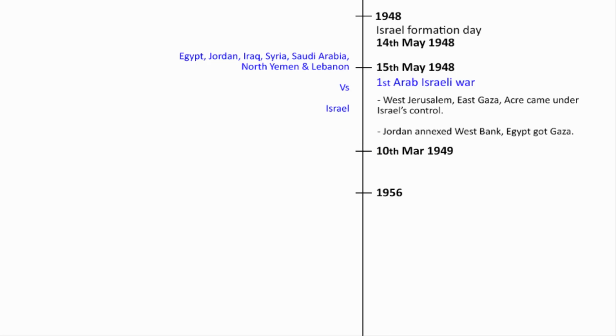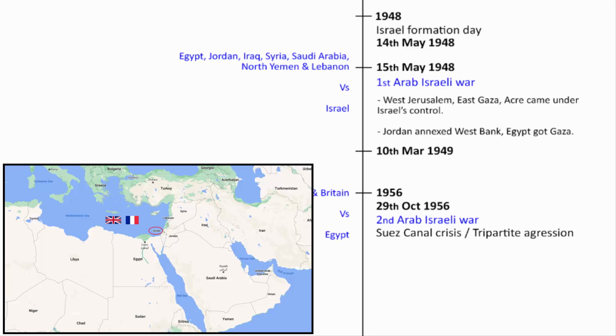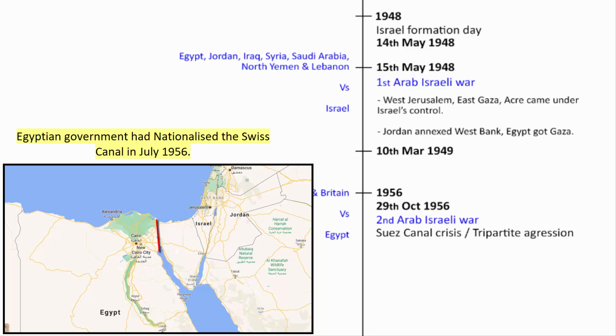In between, in the year 1956, there was a second Arab-Israeli War, which is also referred to as the Suez Crisis or tripartite aggression. Britain, France and Israeli military attacked Egypt on 29 October 1956 with the intention to acquire the Sinai Peninsula and take over the Suez Canal. Because the Egyptian government had nationalized the Suez Canal in July 1956, these countries realized the importance of Suez Canal in maritime trade. As you know, Suez Canal is the lifeline for all trade between the West and the East, and they had concerns having it under the control of an Arab country.